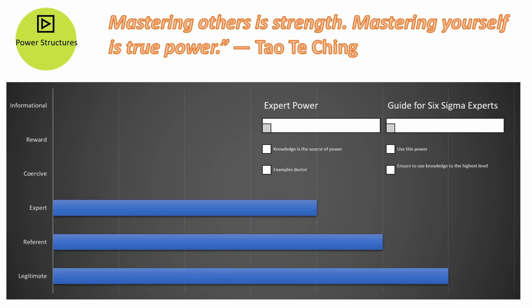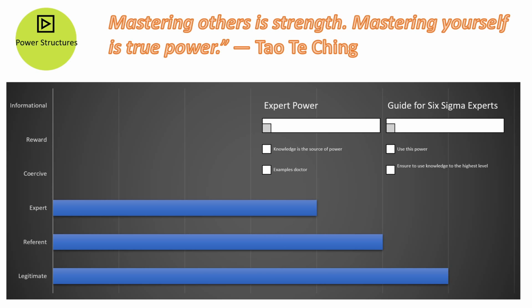Next is expert power. Expert power is where expertise or knowledge is the source of power. This is where credentials and proven skills play a part. This is the power enjoyed by doctors, physicians, etc. Team members will show deference to the knowledge demonstrated by a Six Sigma expert. The onus is on the expert to stay true to their skill sets and live up to the standards. Six Sigma experts can make the most of expert power.